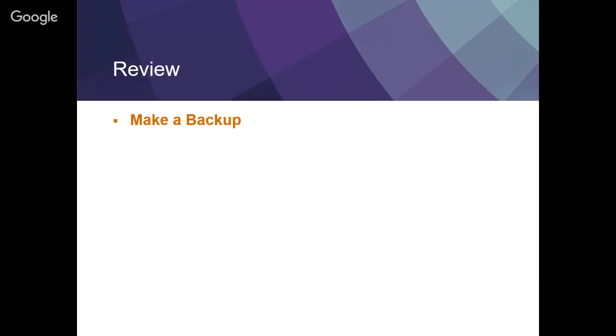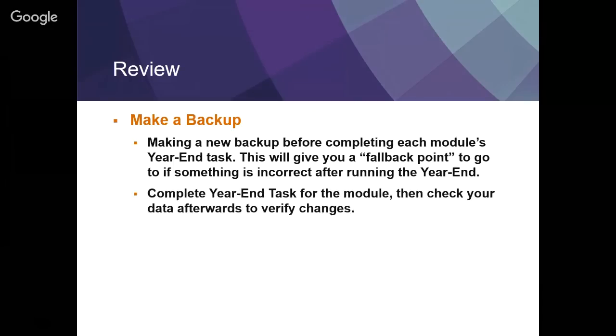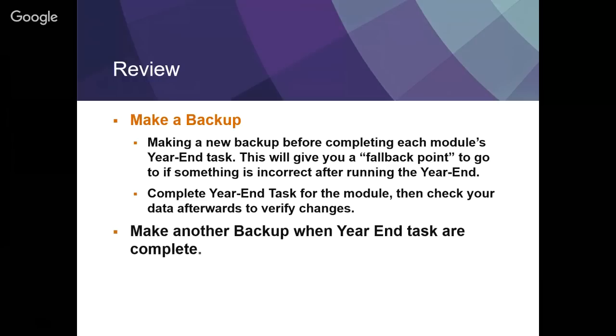So review, backup. Please back up. Make a new backup before completing each module's year-end task. This will give you a fallback point to go to if something is incorrect after running the year-end. Two, complete a year-end backup for each module. So when you're going between modules, you're going to want to back up along the way. And I'd also complete a backup at the very end and then check your data after you've completed all your tasks. So make another backup when your year-end tasks are complete.